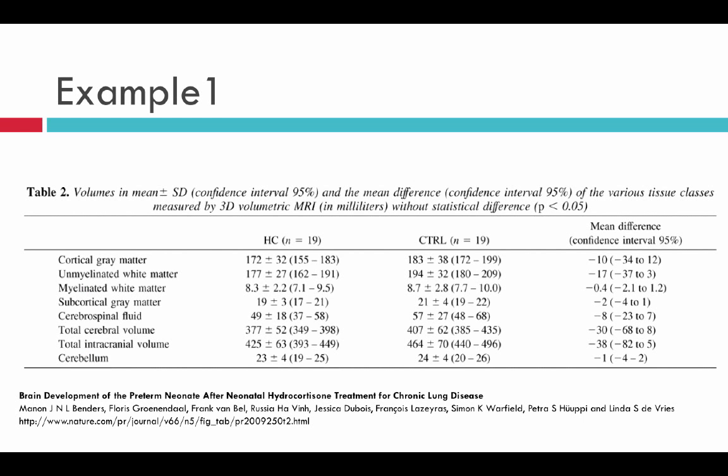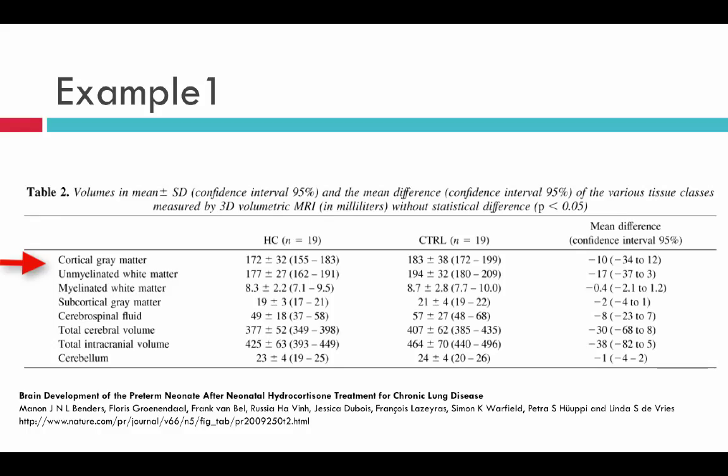The first example we want to look at comes from a study that looked at the volume of brain matter for two groups of individuals. Specifically, one group was the treatment group, which received a hydrocortisone treatment, and the other was a control group. In this table, we can see that the researchers were looking at the volumes for various parts of the brain for each of these two groups.